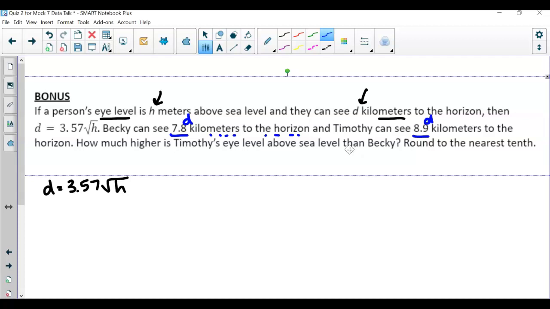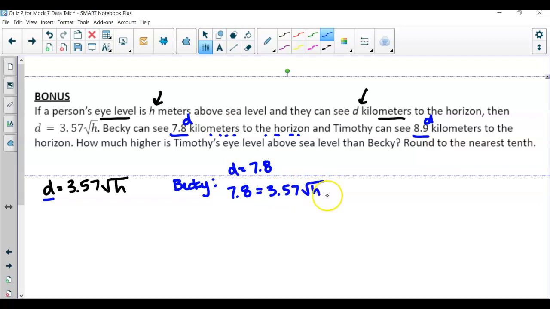Let's do Becky first. So Becky, right? d is equal to 7.8. So we're going to use the formula. d is 7.8, so 7.8 is equal to 3.57 times the square root of h.